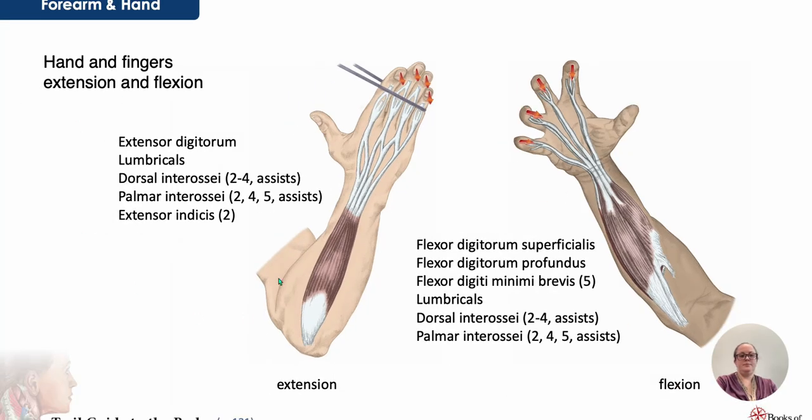All right. So your extensors of your fingers are going to be technically on the extensor side of your wrist or your forearm, right? The flexors of your fingers are going to be on the flexor side of your forearm. If it says the word digitorum, it's doing something with the digits. We'll learn about lumbricals and interossei when we do the hands. So again, I don't want to confuse you too much.